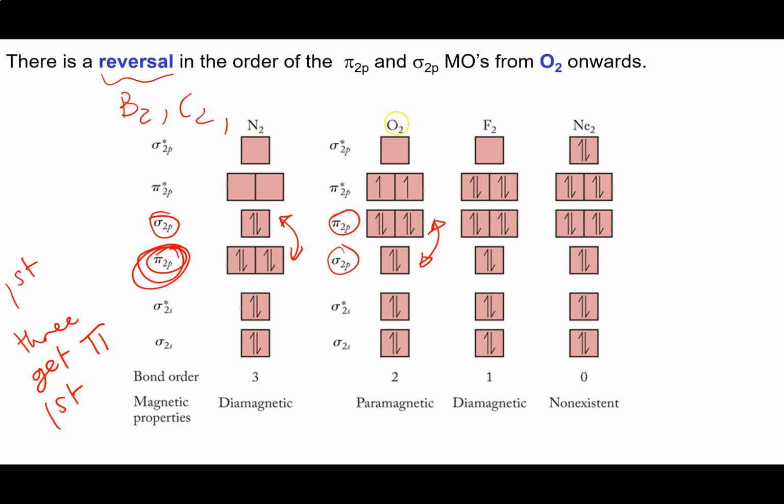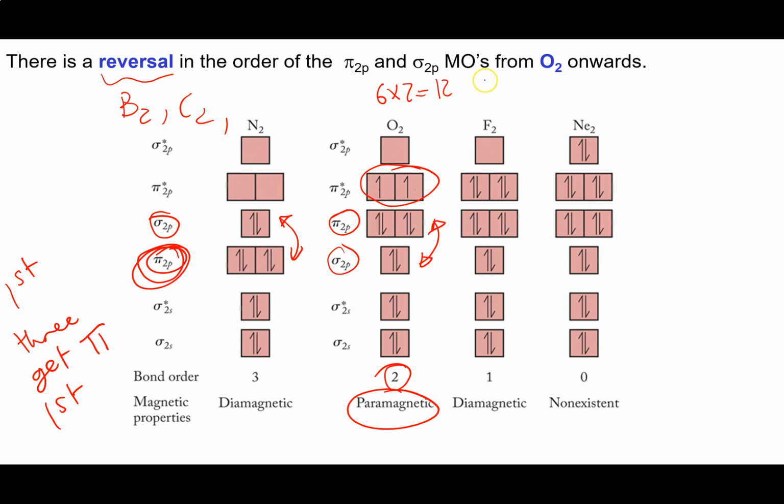So O2, 6 valence electrons to put in there. There's 2 oxygen atoms, so you have to put in 12 electrons. So it goes 1, 2, 3, 4, 5, 6, 7, 8, 9, 10, 11, 12. It's going to be paramagnetic. And if I work out the bond order, you see that it's second order. There's a double bond in the oxygen molecule.